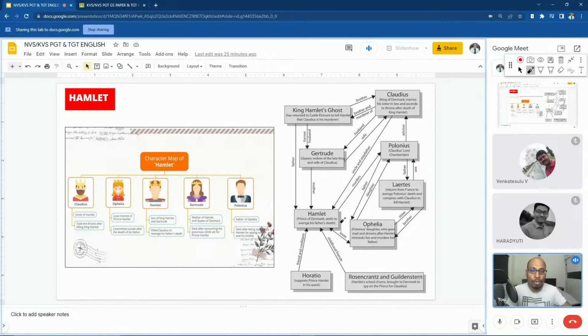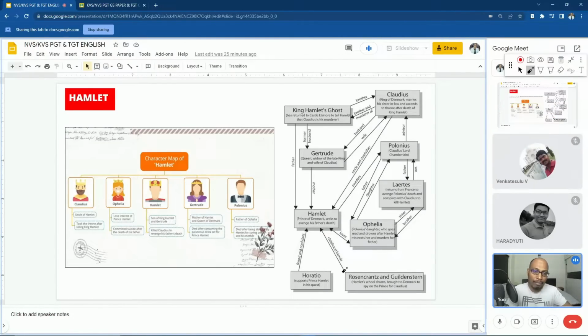And we have two more characters, and one is a major, important character in the play Hamlet, that is Horatio. Horatio is a comrade, a friend and confidant of Hamlet. He is the one who was alive at the end of the entire play. At the end of the play, everybody was killed, and Horatio was asked by Hamlet to narrate the story of his tragedy to this world.